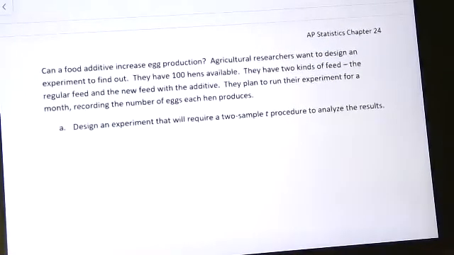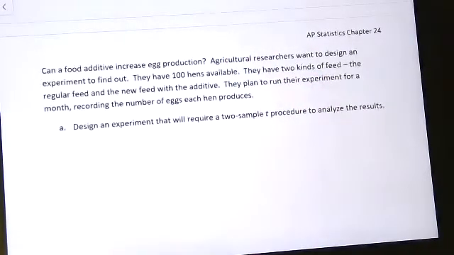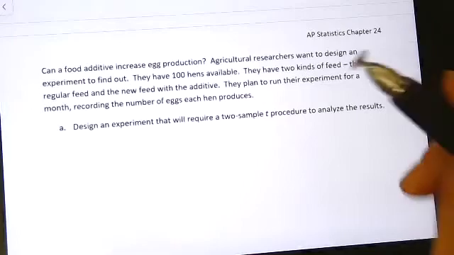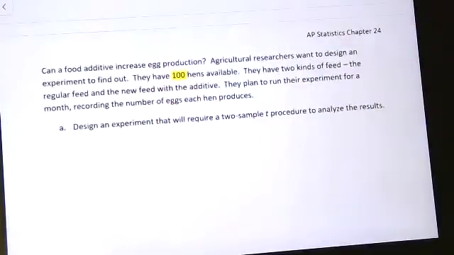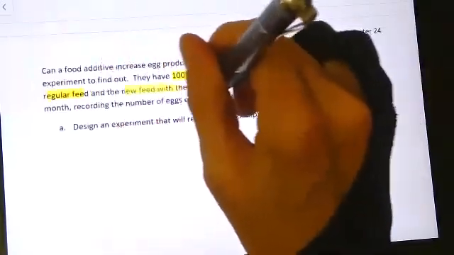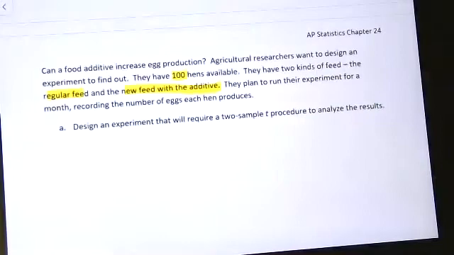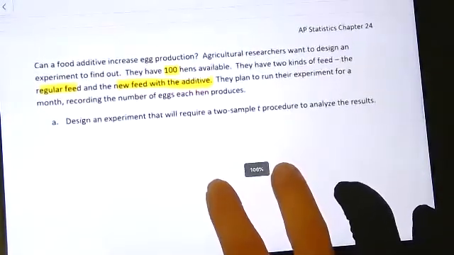Okay, next, can a food additive increase egg production? Agriculture researchers want to design an experiment to find out. They have 100 hens available. They have 2 kinds of feed, regular feed and new feed with the additive. They plan to run their experiment for a month, recording the number of eggs that each hen produces.